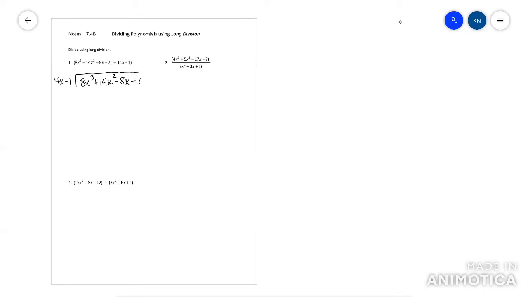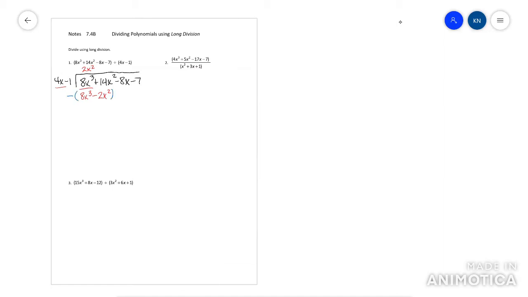So the process is still the same. You divide first term by first term. So 8x cubed divided by 4x is 2x squared. You then distribute 2x squared to this 4x minus 1. So that's going to make 8x cubed minus 2x squared. Then you have to subtract this whole thing.